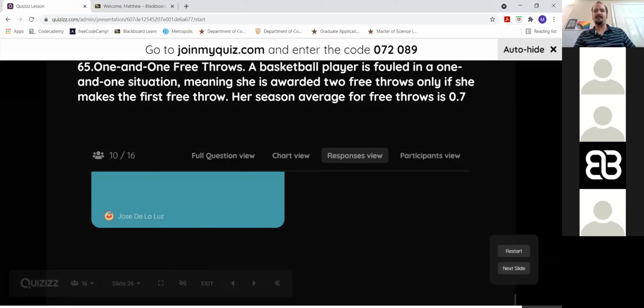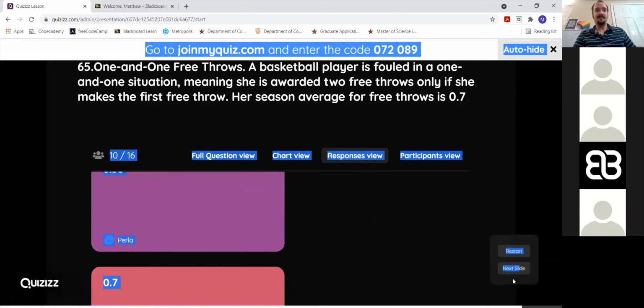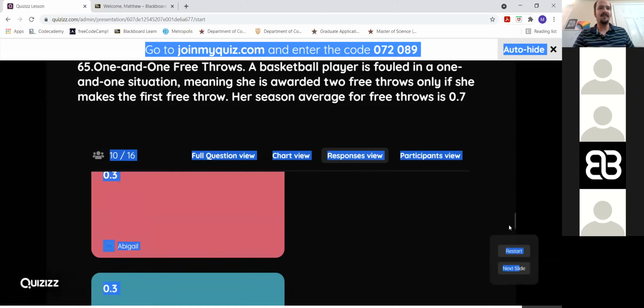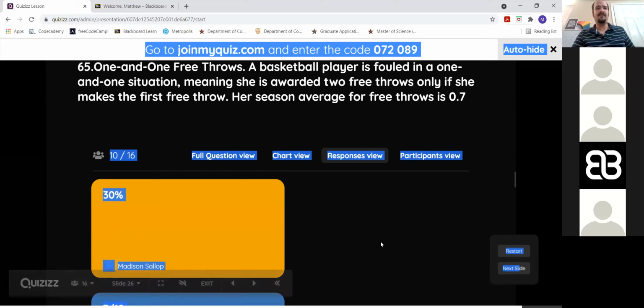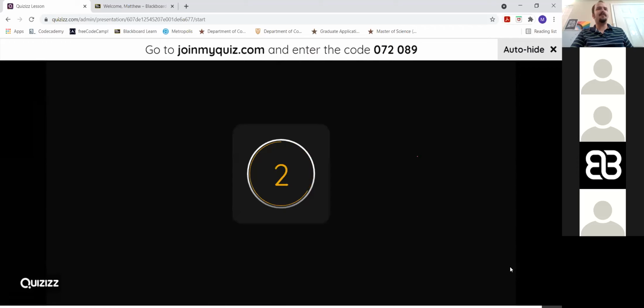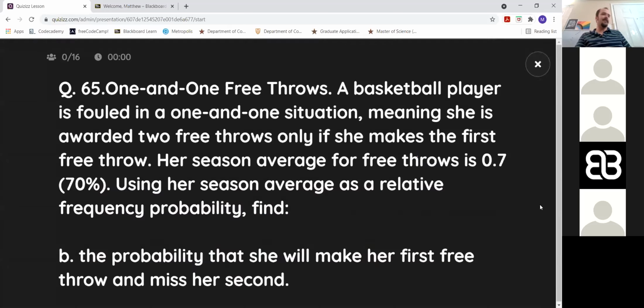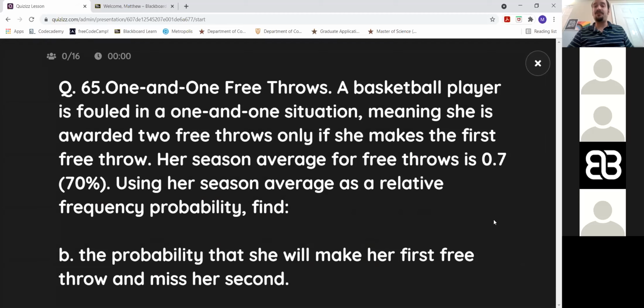What are you telling me? 30, that's it. What else would it be? 0.7 is the other part of that. 30% is good. I think the computer's just being picky again. I just want the decimal. If you're doing probabilities, you typically give them the decimal. You usually don't give them the percentage. Probability she will make her first free throw and miss her second.